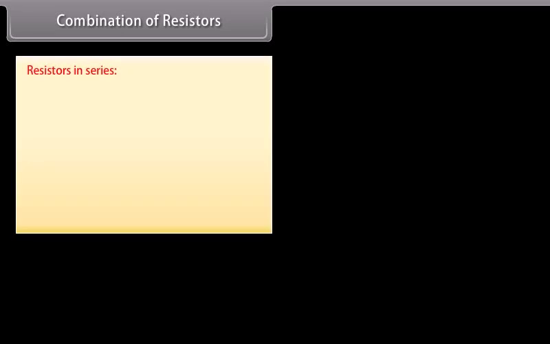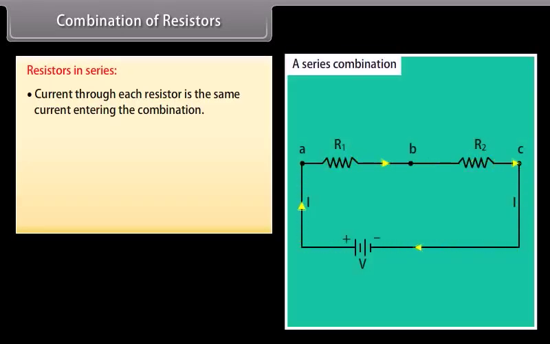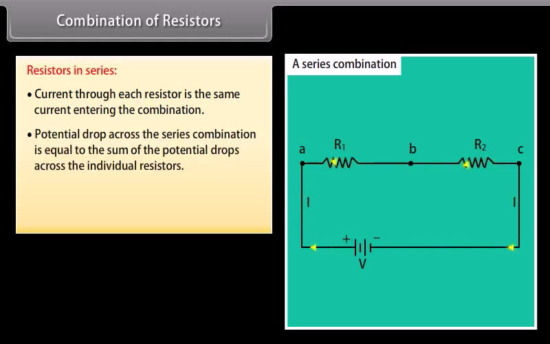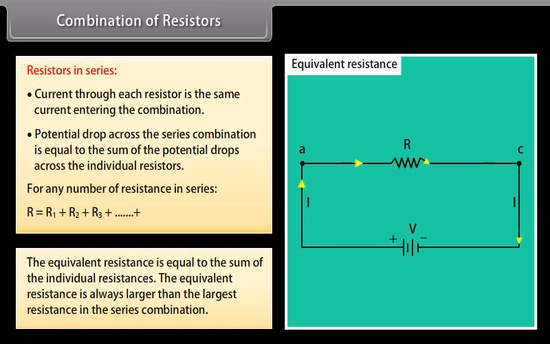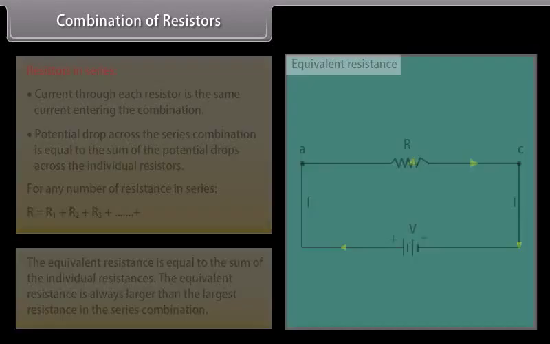Resistors in series. Current through each resistor is the same as the current entering the combination. Potential drop across the series combination is equal to the sum of the potential drops across the individual resistors. For any number of resistances in series, R = R1 + R2 + R3 and so on. The equivalent resistance is equal to the sum of the individual resistances. The equivalent resistance is always larger than the largest resistance in the series combination.